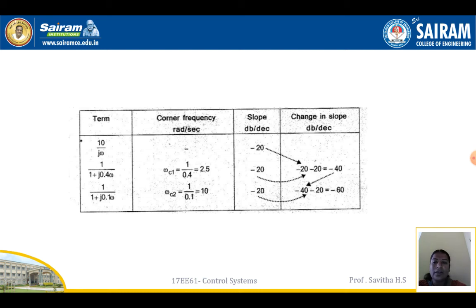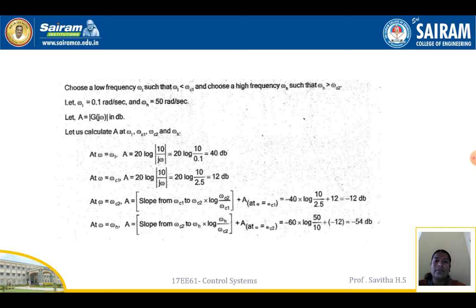Then the next term is 1 divided by (1 plus j0.1ω), whose corner frequency is 1 divided by 0.1, that is equal to 10. Since the term is in the denominator, the slope is minus 20, so minus 40 minus 20 is minus 60. Choose a lower frequency ωL such that ωL is less than ωc1, and a higher frequency ωH such that ωH is greater than ωc2. Let ωL be 0.1 radians per second and ωH be 50 radians per second.